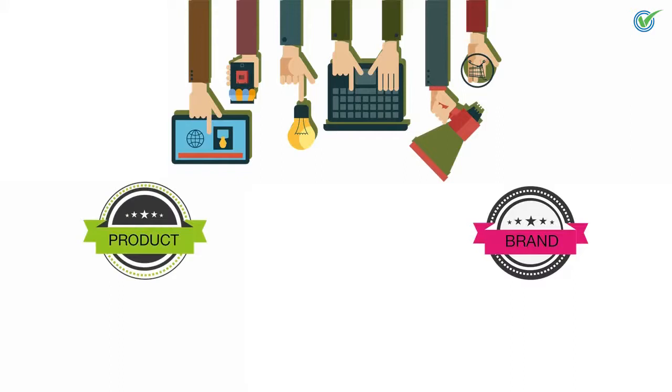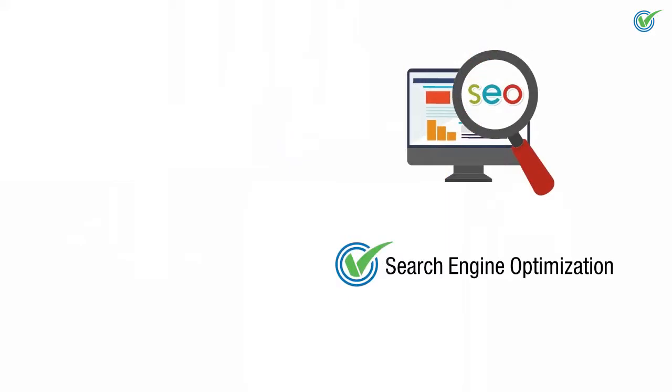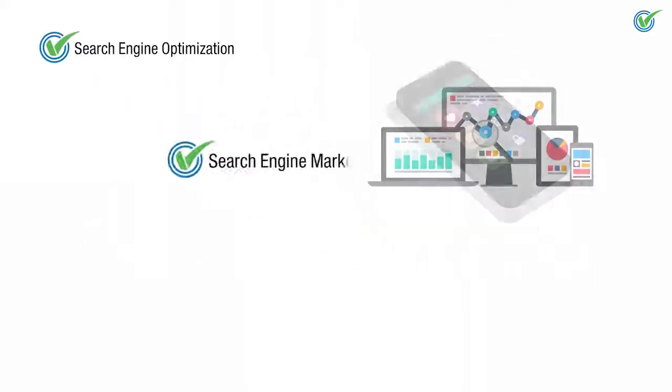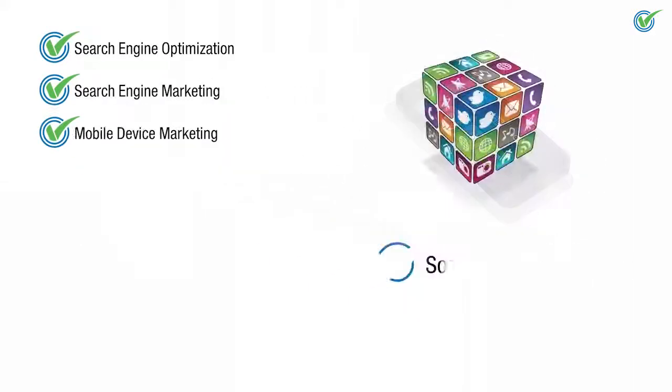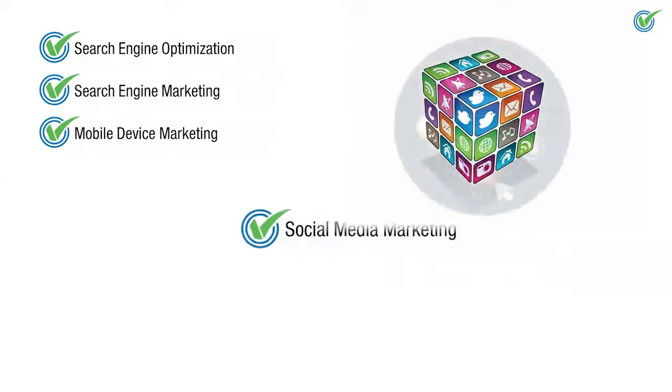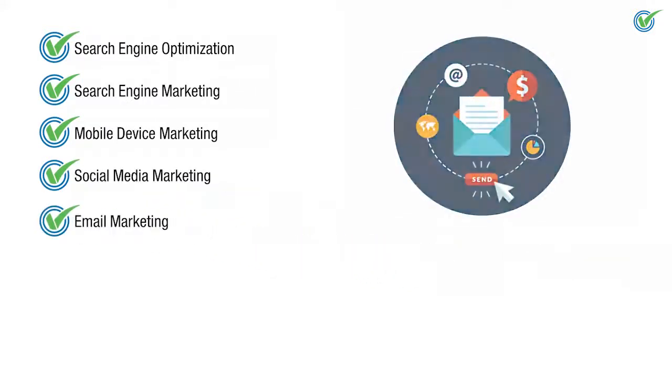Some of the tools pertaining to digital marketing include search engine optimization, search engine marketing, mobile device marketing, social media marketing, and email marketing. This aspect also demonstrates how an effective digital marketing strategy can be a force multiplier for the other sales and marketing aspects.